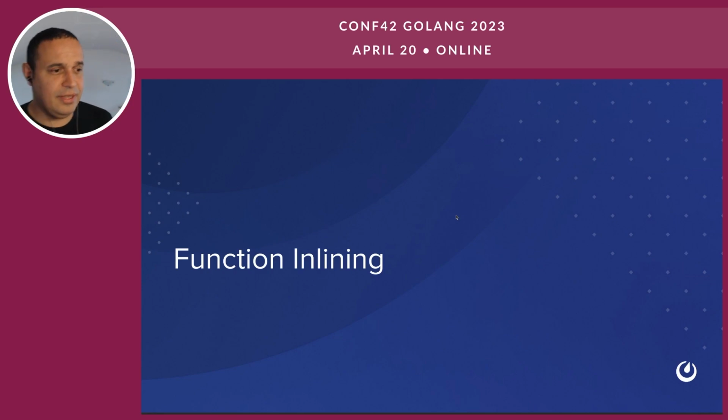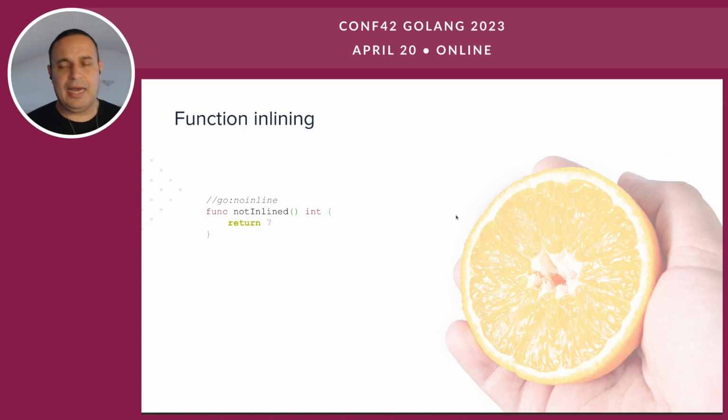Another interesting thing is function inlining. I'm going to explain why inlining is important, but here is an example of a non-inlined function. The compiler is going to take care of the inlining by analyzing the complexity of the function, and if the function is simple enough, it's going to inline it automatically. In this case, it's not inlined because I explicitly asked the compiler not to inline it.